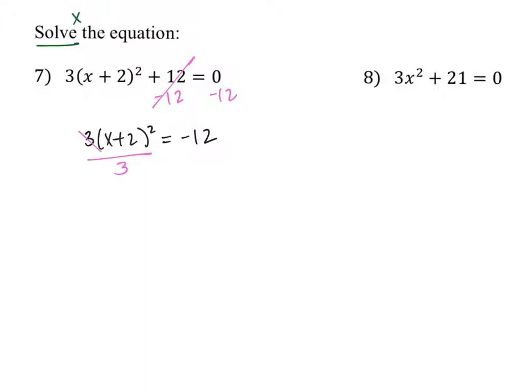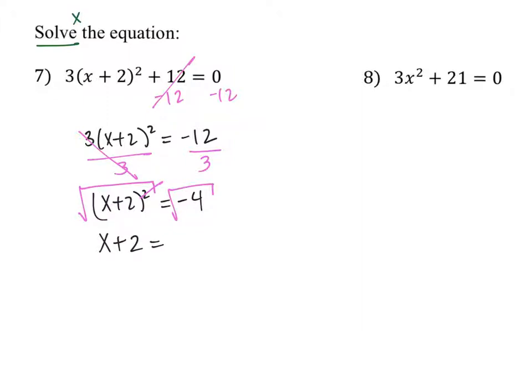So if I divide, that cancels, but then I divide this side. So then (x plus 2) squared drops down. Negative 12 divided by 3 gives me negative 4. And then I have to take a square root to get rid of this square. So I'm going to take a square root. So the 2 and the root cancel, bringing down the x plus 2. The square root of negative 4.